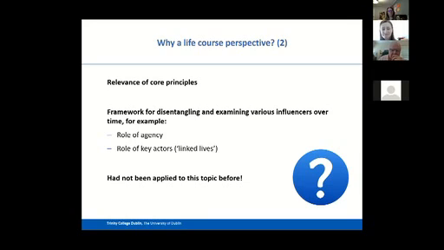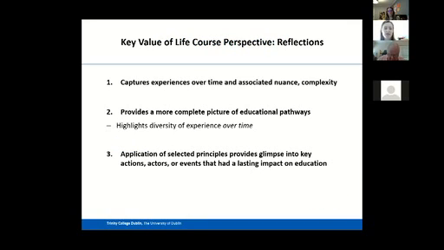Also, just as a point of interest, I think the life course perspective has been applied to studies on education before, and a couple of studies in the context of care, but never to education and care as a combined topic, to the best of my knowledge. So I just thought it was worth mentioning that, just as a point of information. So just a few quick reflections. I've got 45 seconds left, so I will try and make sure to cover all of these.